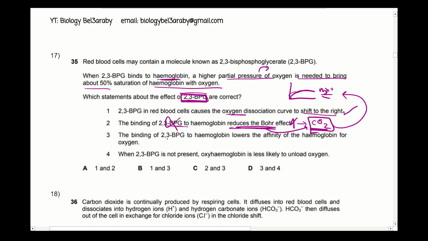Now for 3, the binding of 2,3-bisphosphoglycerate to hemoglobin lowers the affinity of hemoglobin for oxygen. This is correct as we mentioned earlier. 4. When 2,3-bisphosphoglycerate is not present, oxyhemoglobin is less likely to unload oxygen. So this is incorrect. The reason for this is here we're talking about the affinity during the loading of oxygen, that a higher partial pressure of oxygen is needed to bring about 50% saturation, not the unloading. Therefore, this is incorrect and the answer is going to be B.